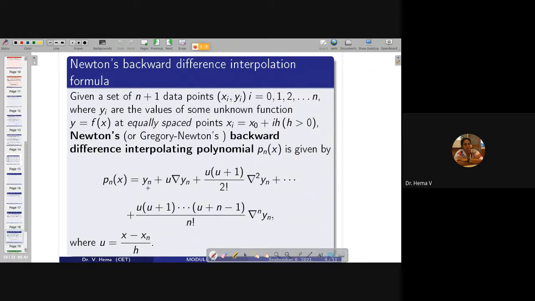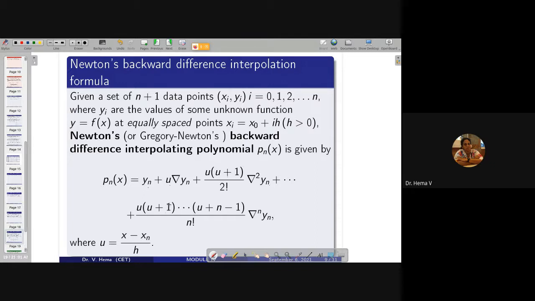Pn of x is equal to yn plus u into del of yn plus, and so on. There is a slight difference. For Newton's forward, you use u into u minus 1. Here it is u into u plus 1, then del square yn plus etc., u into u plus 1. Earlier it was u minus 1. So you have to stick to this. For forward interpolation and backward interpolation, you use different polynomials.